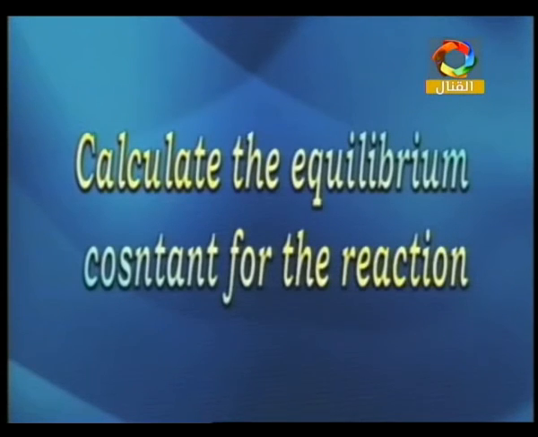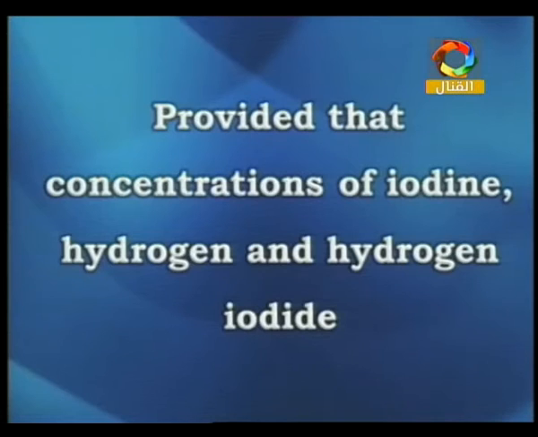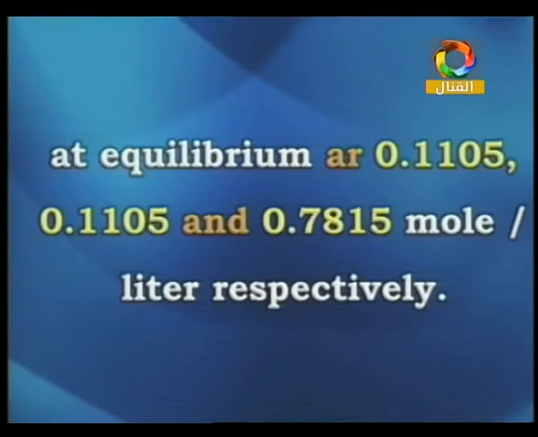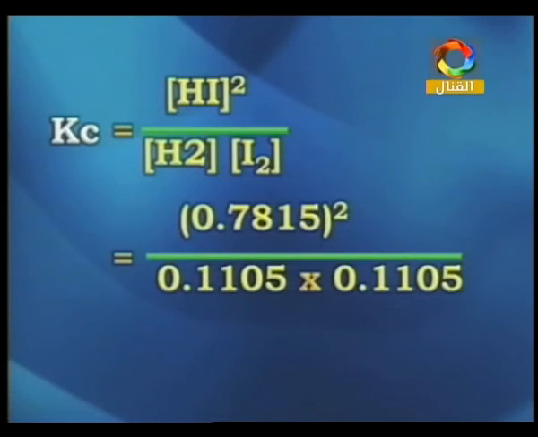Next type of question: calculate the equilibrium constant for the reaction H2 plus I2 gives 2HI, provided that the concentrations of iodine, hydrogen and hydrogen iodide at equilibrium are the following: 0.1105, 0.1005, 0.7815 mole per liter respectively. Solution: Kc equals [HI]^2 over [H2] times [I2]. So 0.7815 squared over 0.1105 times 0.1005. So it gives 50.